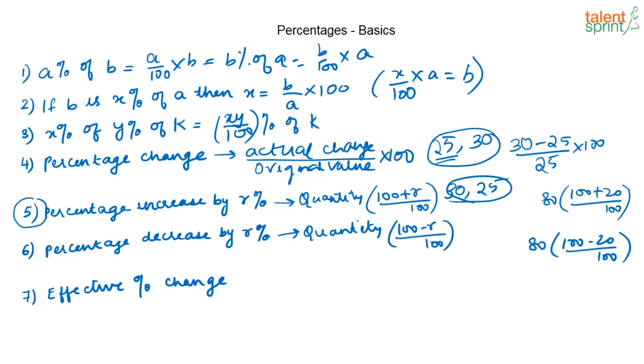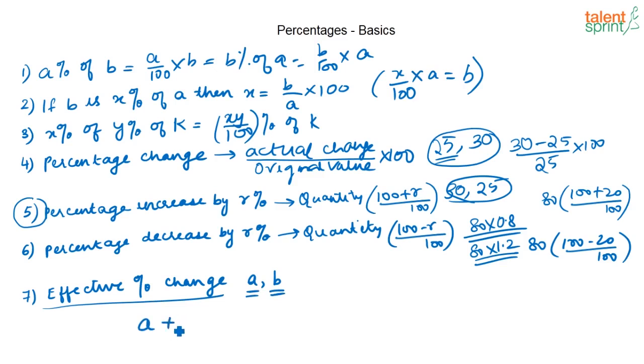Now the next one is a very important concept again that you should know, that is effective percentage change. Can any of you tell me what is the formula for effective percentage change? If you have two variables which are changing by percentages A and B, then the effective percentage change can be written as A plus B plus AB by 100. This is the case of two variables.